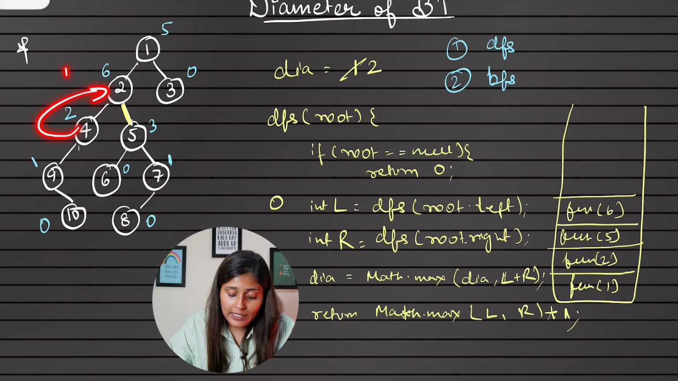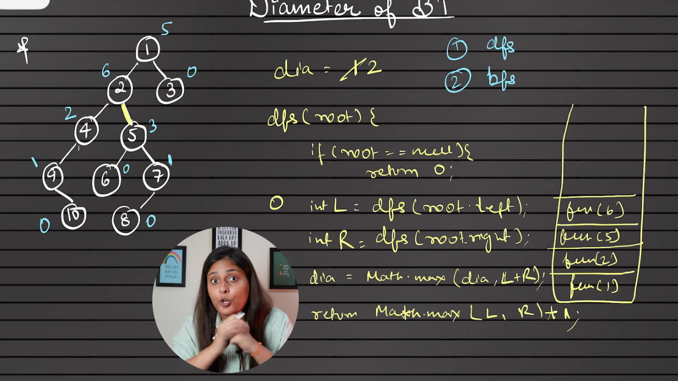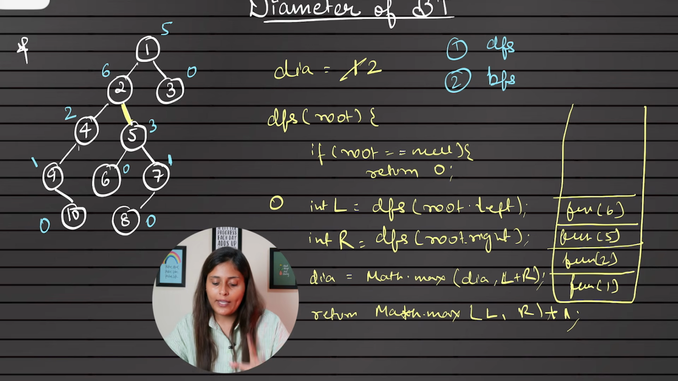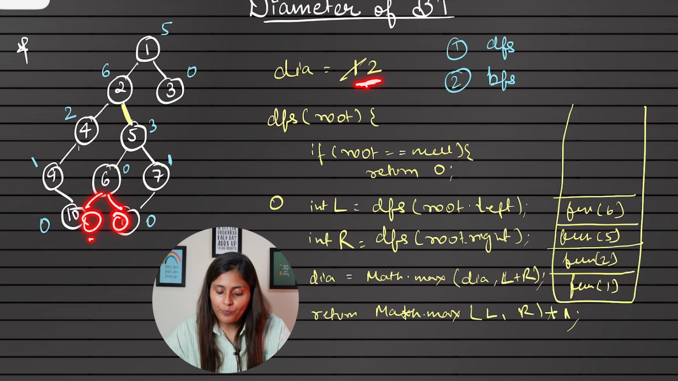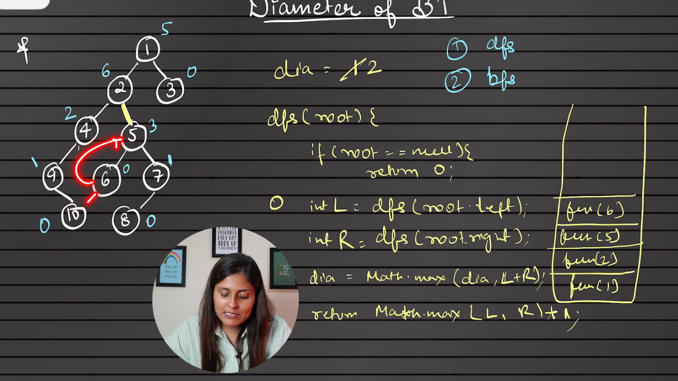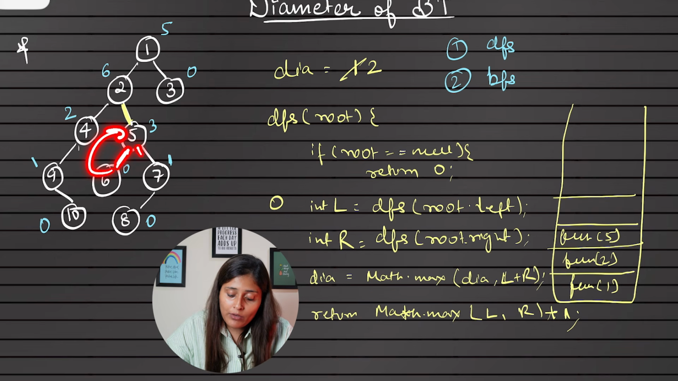Now it has returned 3, but 3 is not the diameter, 3 is the maximum height from the left side. Until 2 gets the maximum height from the right side, we cannot say what the maximum diameter is for 2. So now again we get 0, 0, and the maximum diameter will still be 2. Now we will return max of left, right, which is 0, 0, plus 1. So 5 will get 1 from left. 6 will get removed, and 5 gets 1 from the left side. Now we will go for the right side.